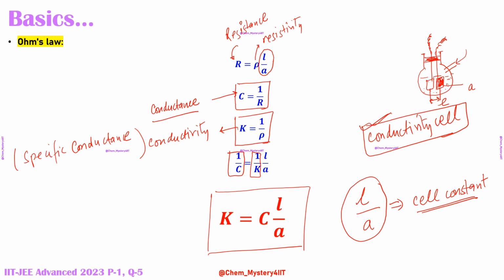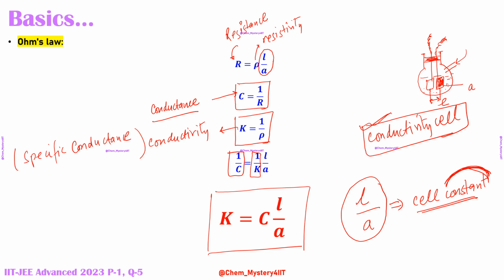If in the first section they have given some data, that can give us the value of L by A. And if the same conductivity cell is used somewhere later in this problem, if they are not specifying anything else, we will assume the same conductivity cell has been used. So in the later part of the questions, the same value of L by A has to be used, and that is why we have used this term cell constant, that is remaining constant for the given problem.